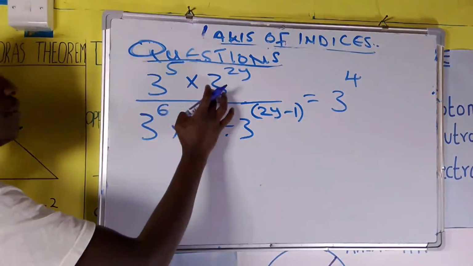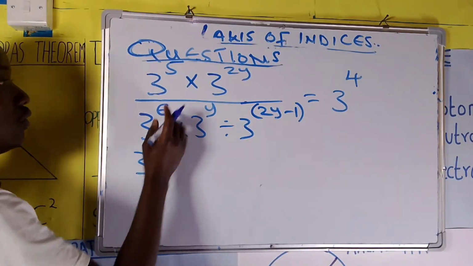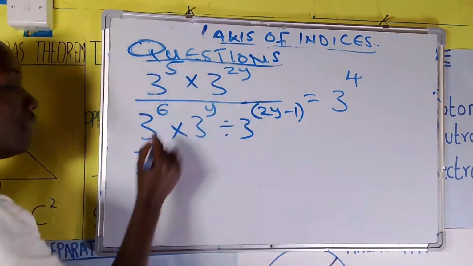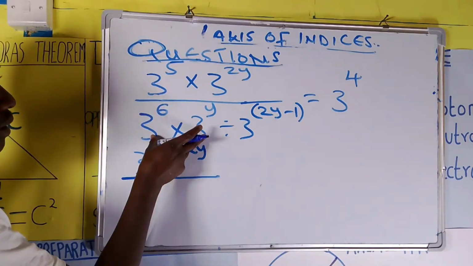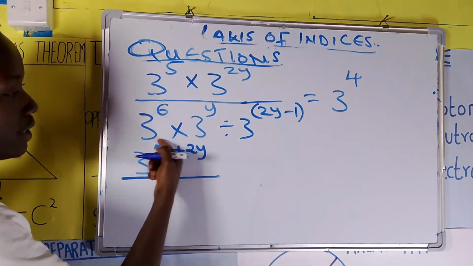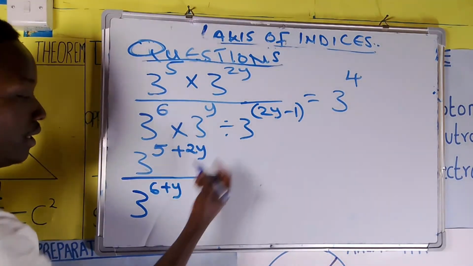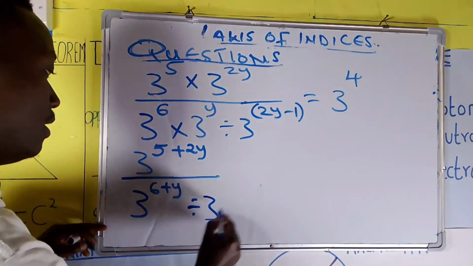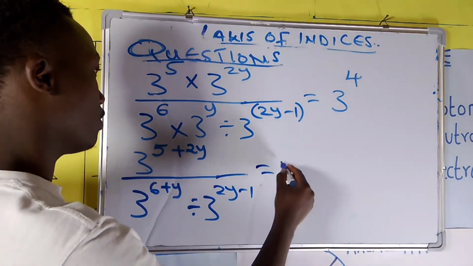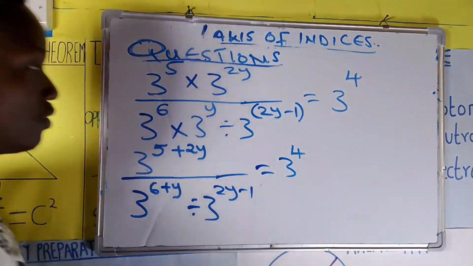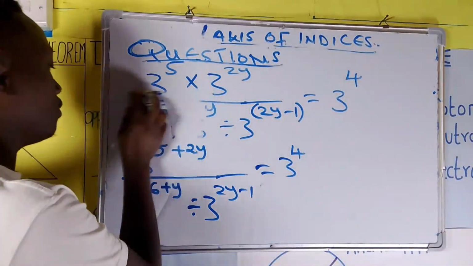So we can simplify the numerator. The numerator will be 3 to power. When we have multiplication, we add the powers. So the power will be 5 plus 2y. Over the denominator, let's take these two first, it will be 3 to power 6 plus y, then divide by 3 to power 2y minus 1. It's like that, is equal to 3 to power 4. So far we have reached there. Let us erase this top part and continue here.